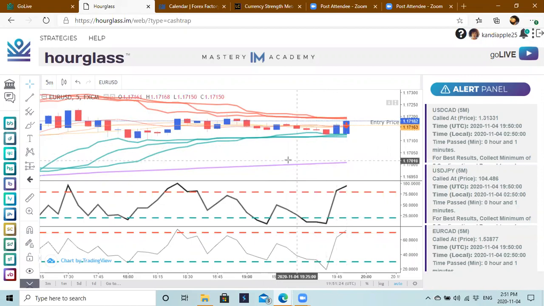So if the EMA is on the bottom here, underneath the candles, it is a buyer's market. If the EMA is on the top, above the candles, it is a seller's market.